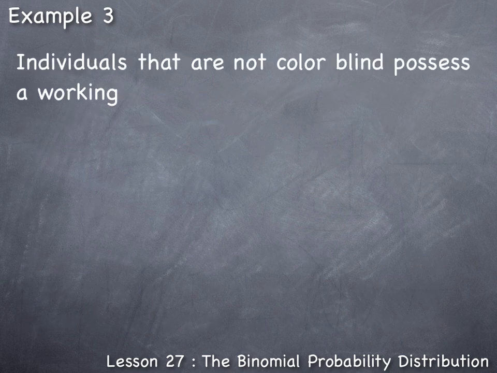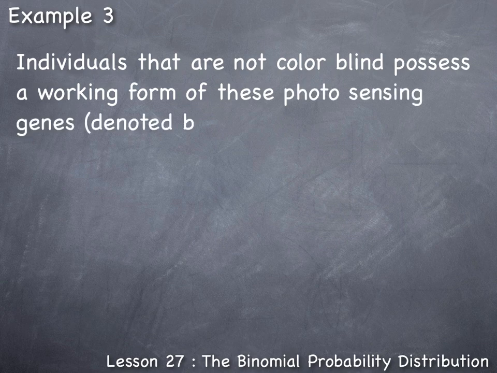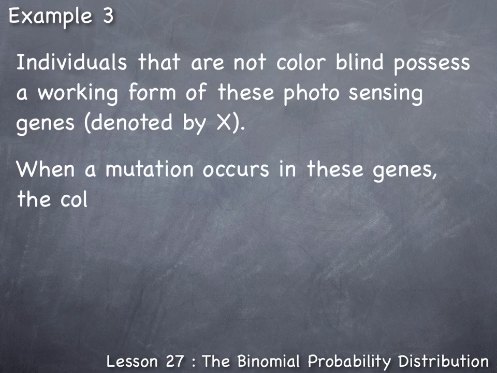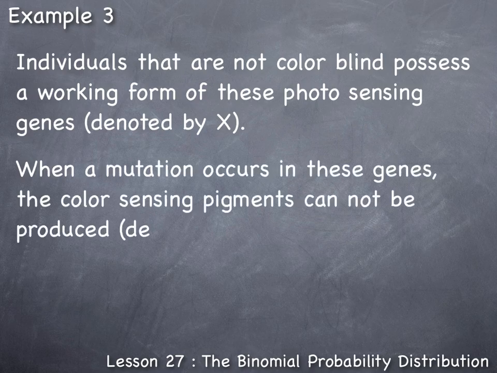Individuals that are not colorblind possess a working form of these photosensing genes. We'll denote this with a capital X. When a mutation occurs in these genes, the color-sensing pigments cannot be produced. We'll denote this with a lowercase x.